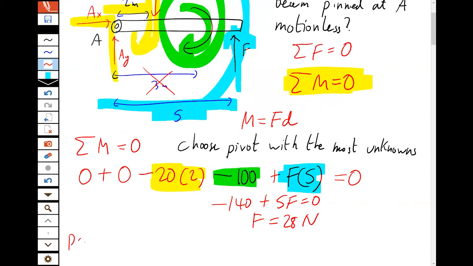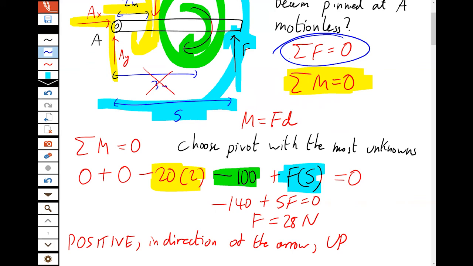And the sign tells us the direction. Remember, in engineering, plus and minus are just directions. So if it's positive, that means it's in the direction of the arrow for F, which was up. And so we've worked out F. And then if we wanted, we could find the size of AX and AY by doing the force equations next.